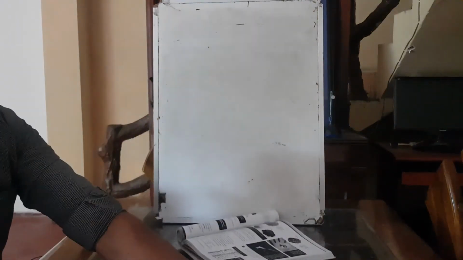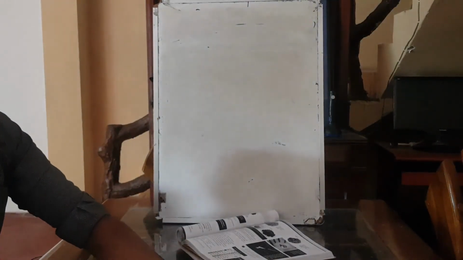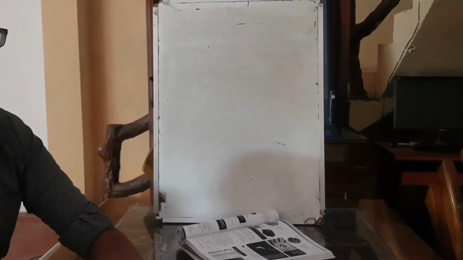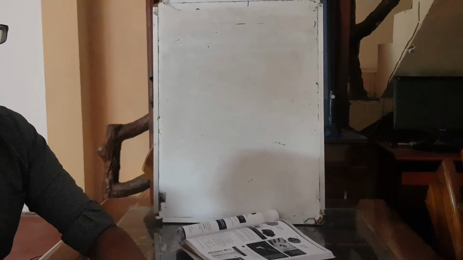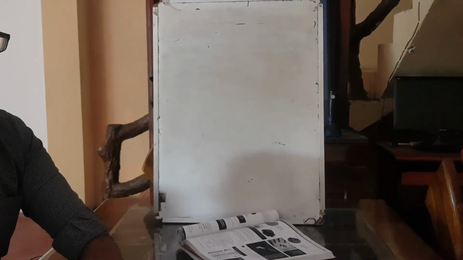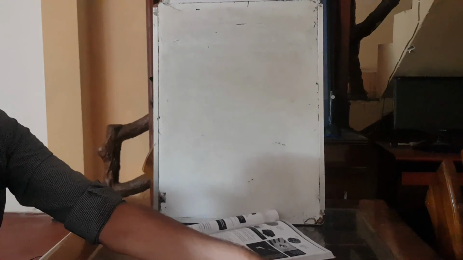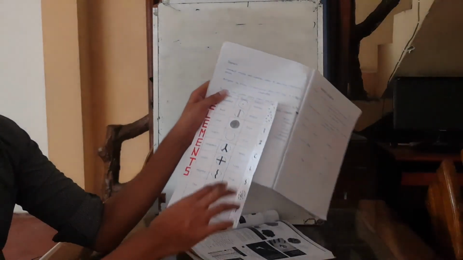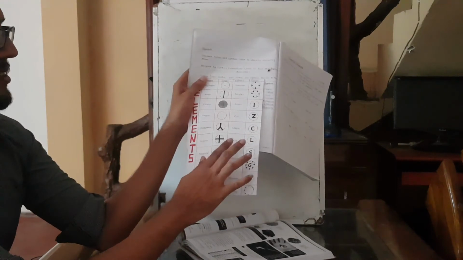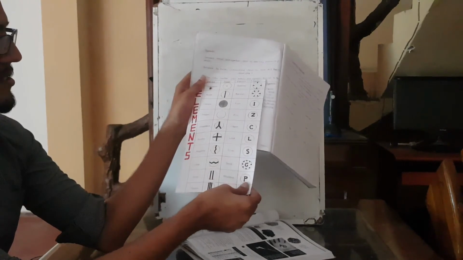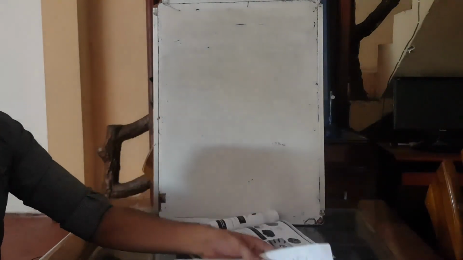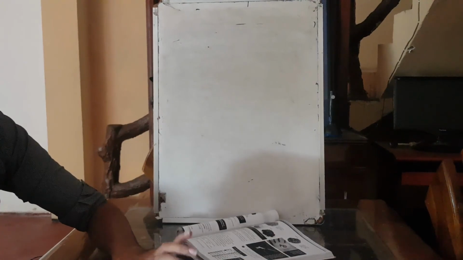So that is about today's lesson. We talked about how matter is made and its history, about Democritus and John Dalton and his model of atoms, the atomic model. Try to take a printout and make a table like this. That's all for today's lesson.